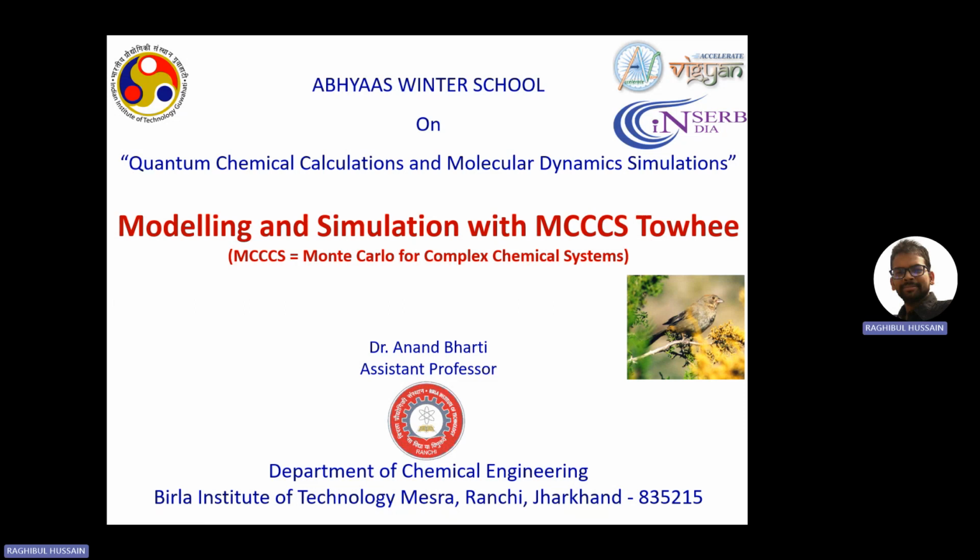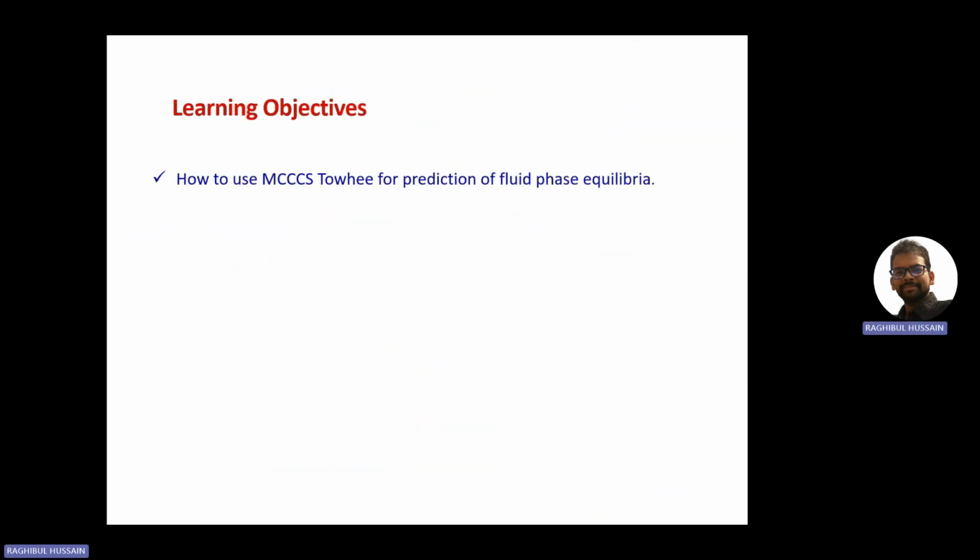Let us start. Basically, this MCCCS Towhee is an open source Monte Carlo simulation code. Similarly, we have several others. In this workshop, we will be learning how to use MCCCS Towhee. We have only one objective, that is to learn MCCCS Towhee so that we can predict the properties. I have already given the tutorials, and we are going to use all the tutorials.